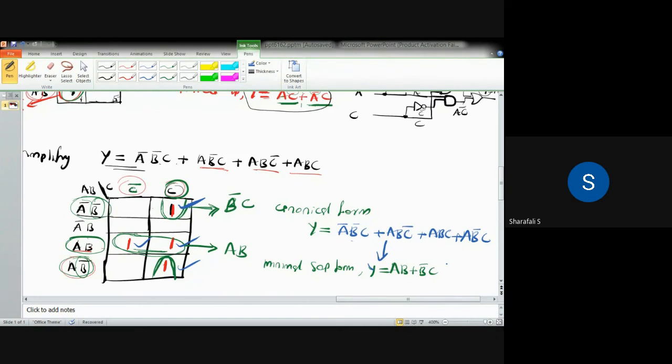And also in this cell address, we will be having A plus B and then A plus B bar like that in the column. So that we have to consider in the class.